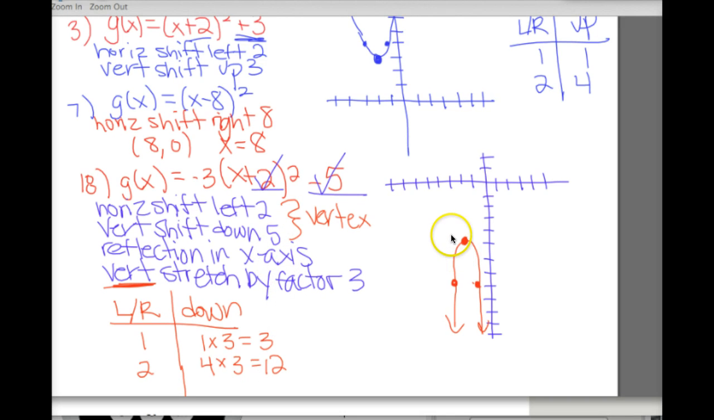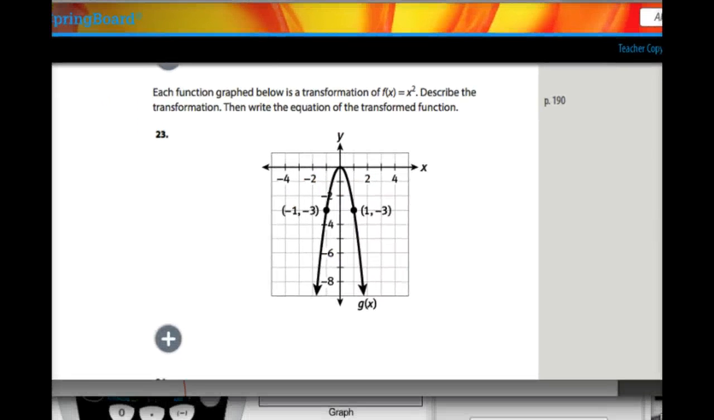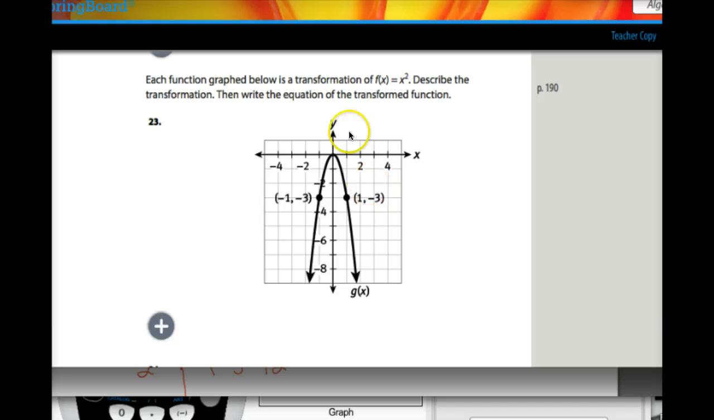All right. Next one that I want to go over is one where they give you the picture and you have to write the equation from that. So we're going to look at number 23 next. Here's the graph. It says describe the transformation, then write the equation of the transformed function. When I describe the transformations, I look at the vertex first. I see that my vertex is at the origin, at 0, 0. So that means the vertex is the same as the parent function.